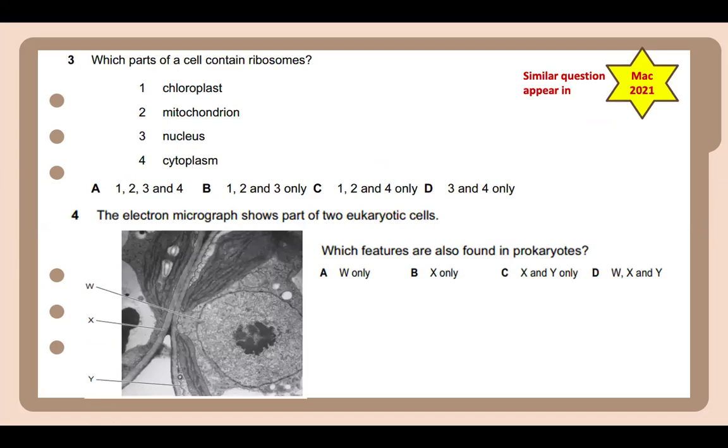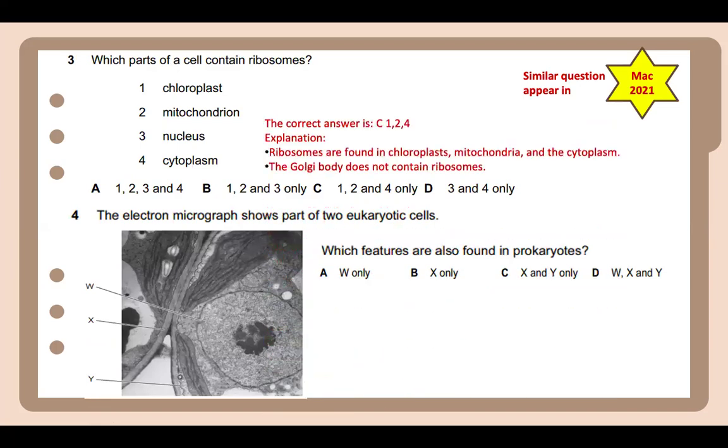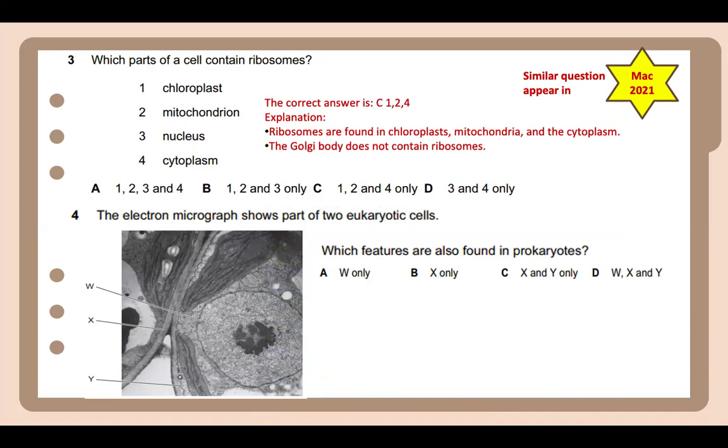Which part of a cell contains ribosomes? The correct answer is chloroplast, mitochondria, and cytoplasm. These can be explained because ribosomes are found in chloroplast, mitochondria, and cytoplasm. Golgi body does not contain ribosomes. This question is similar to a question which appeared in March 2021.